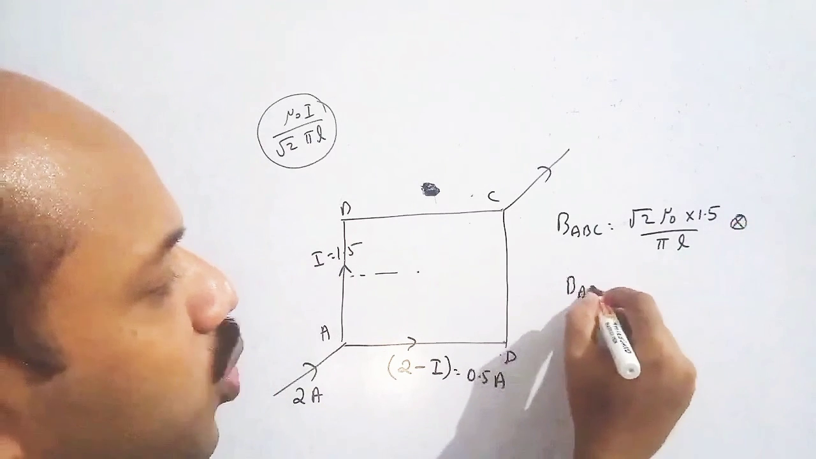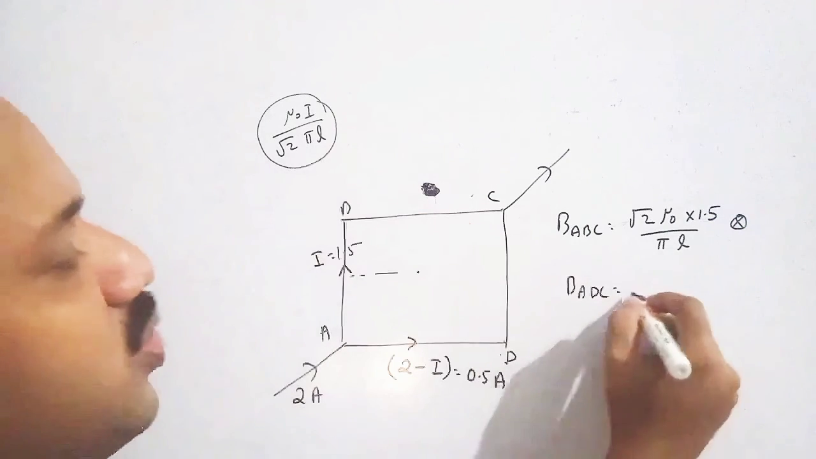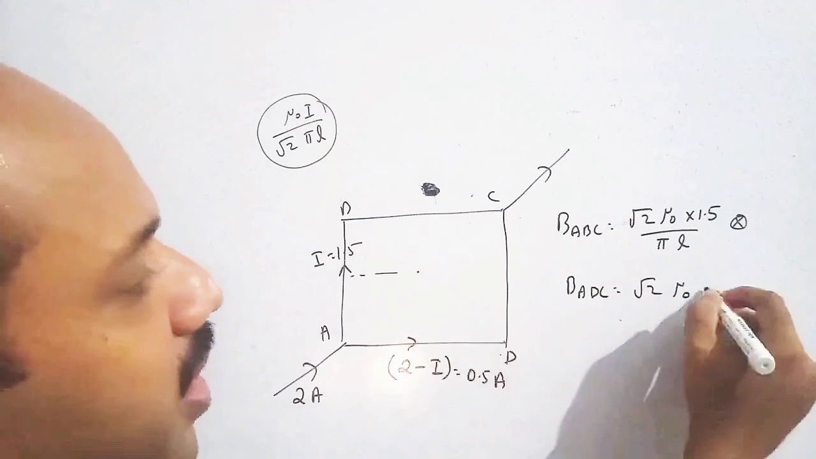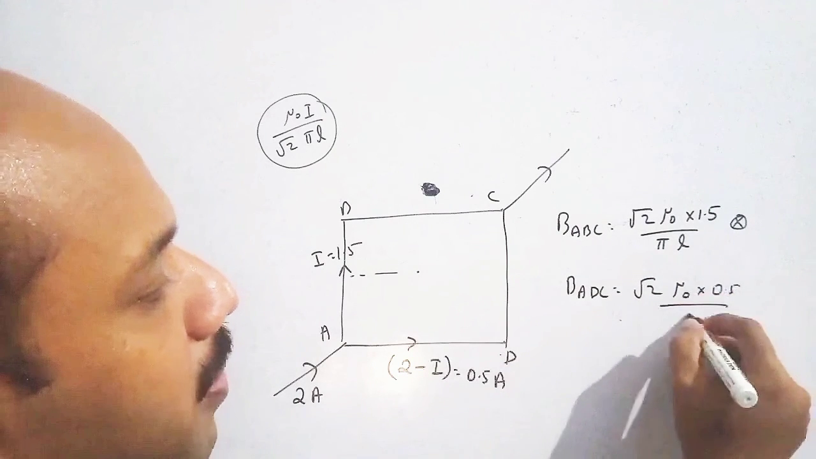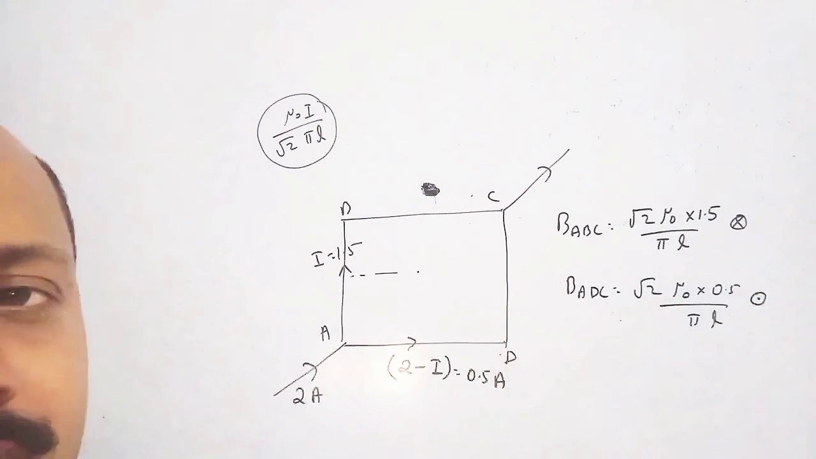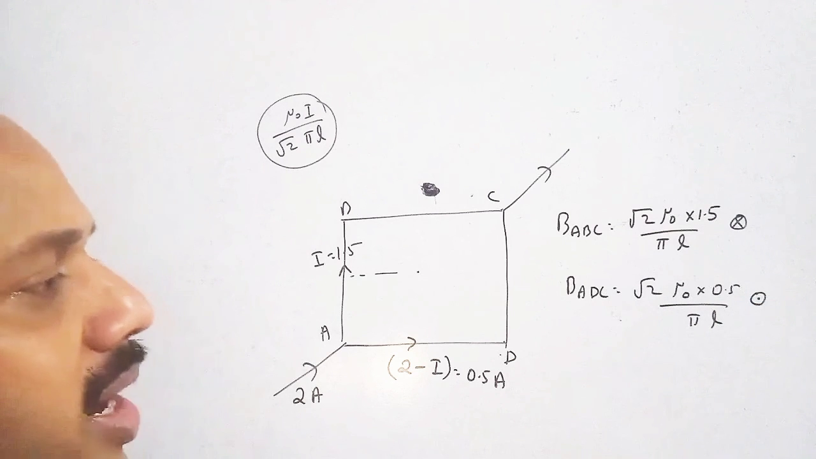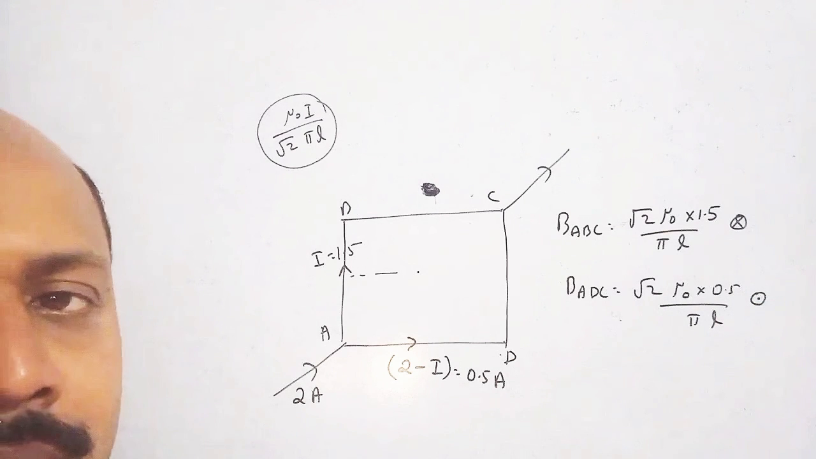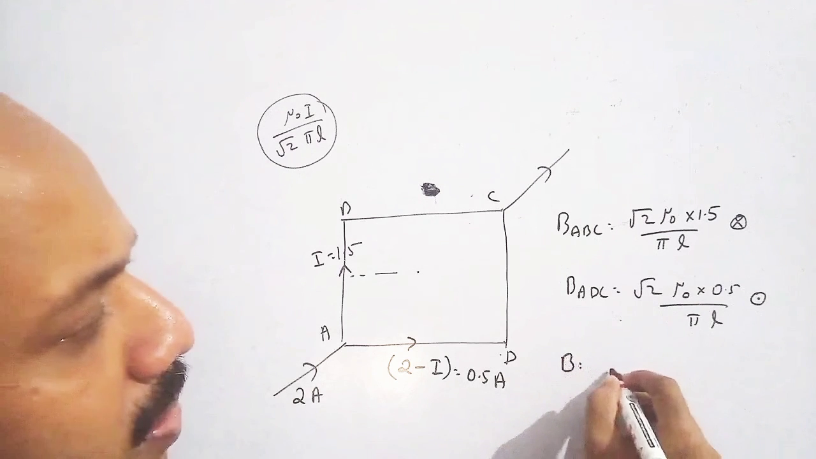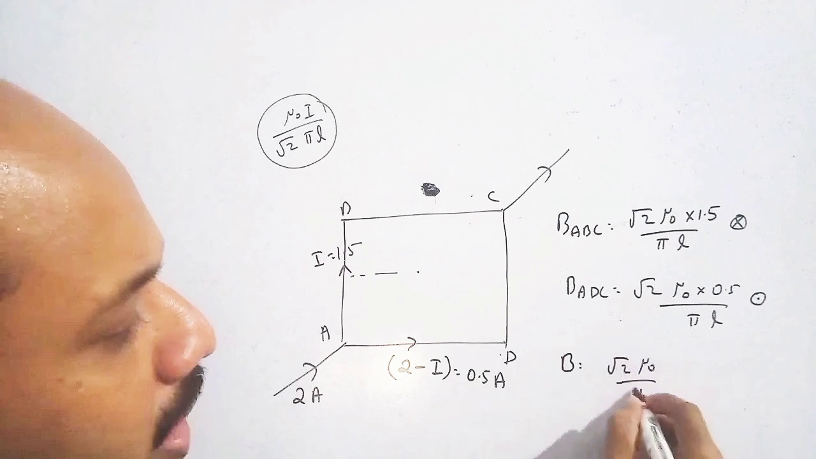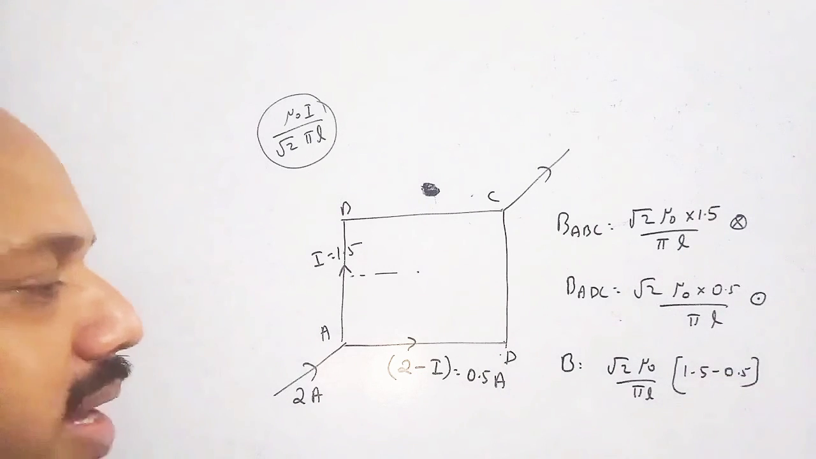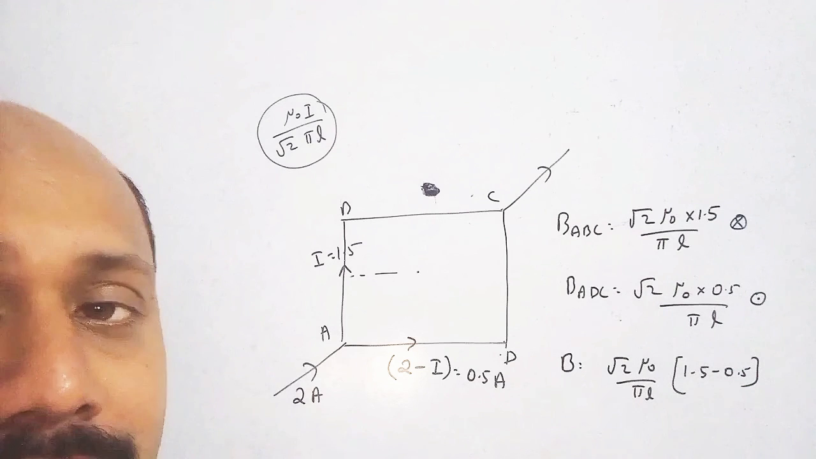Now look, magnetic field due to ADC is also root 2 times this one, that is root 2 mu 0, 2 times this one, mu 0, I is 0.5, divided by pi L. That is out of the plane, because this is anti-clockwise. Therefore the net magnetic field will be BABC minus BADC. That is root 2 mu 0 by pi L times 1.5 minus 0.5, which is root 2 mu 0 by pi L. The choice should be like this.